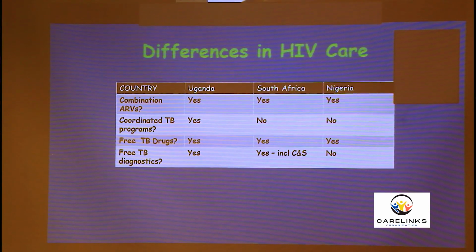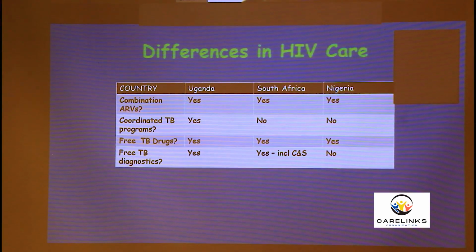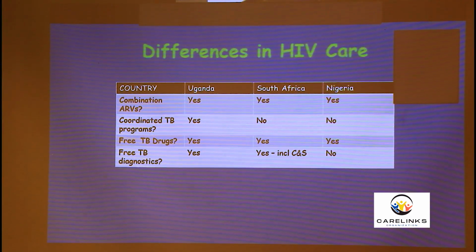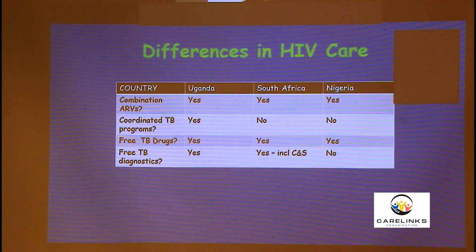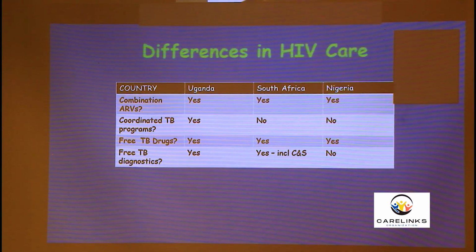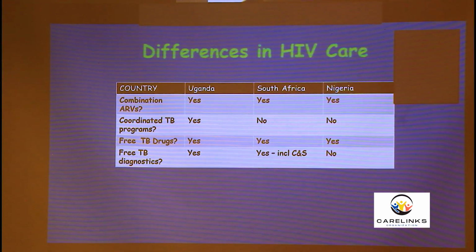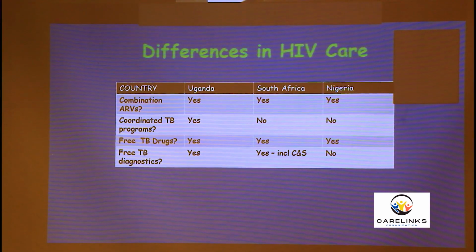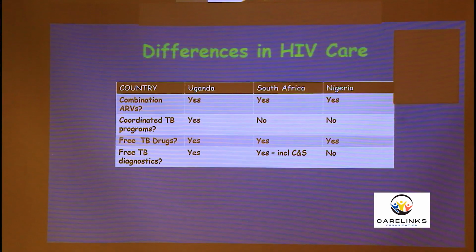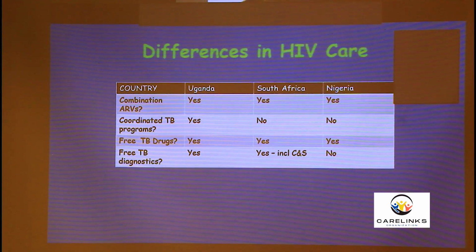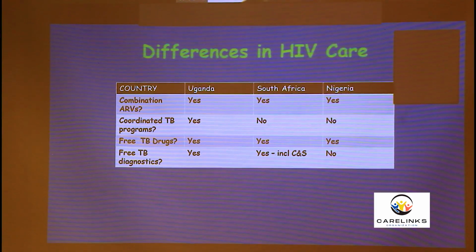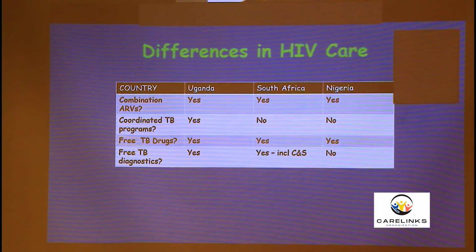All of the countries offer combination ARVs, and as you know, therapy is getting better. Prescription times are longer. We have injectable drugs now, which speak to the issue of PrEP, a very important issue, which is going to be instrumental in ending the HIV epidemic. Coordinated TB programs are present in Uganda, not so much so in South Africa and Nigeria, good sign. And TB diagnostics generally are pretty readily available and improved with some of the new technologies, PCR, for example.